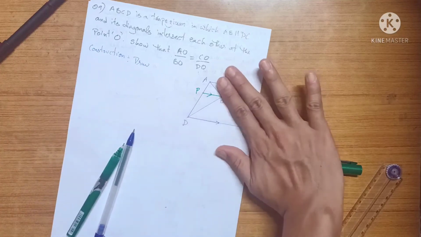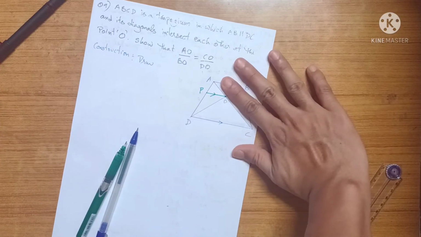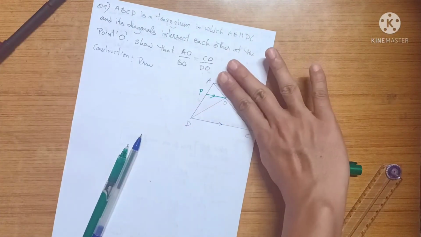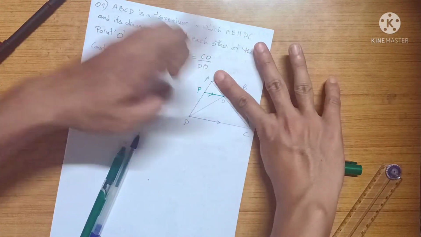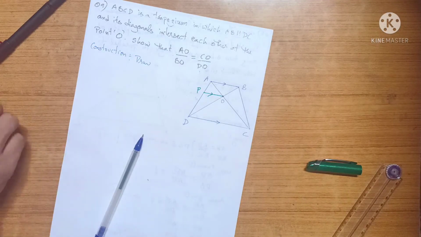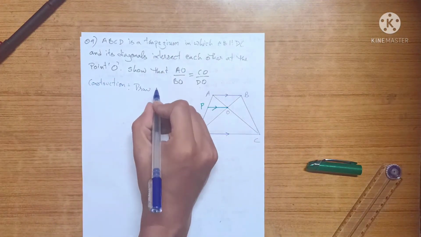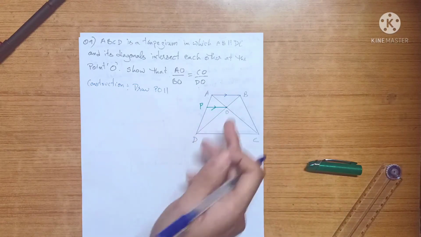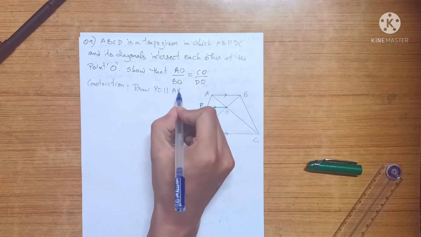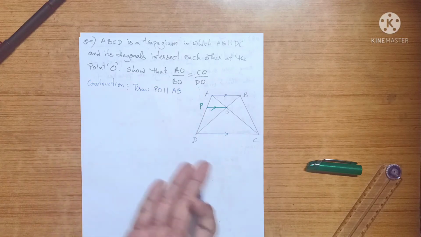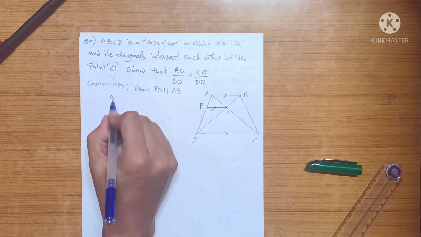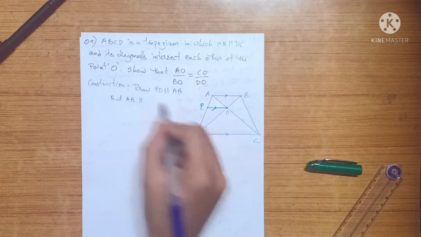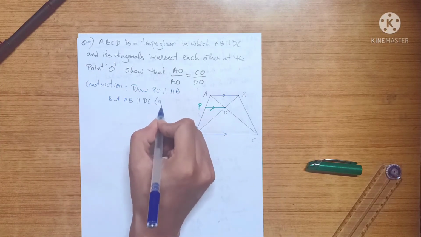I'm just taking a triangle to which Thales theorem applies, and I draw a line parallel to one side so that we can apply Thales theorem. Okay. Draw PO parallel to, let's say, AB. I guess, doesn't matter. You can say draw PO parallel to DC also, doesn't matter. But AB is parallel to DC, which is given.